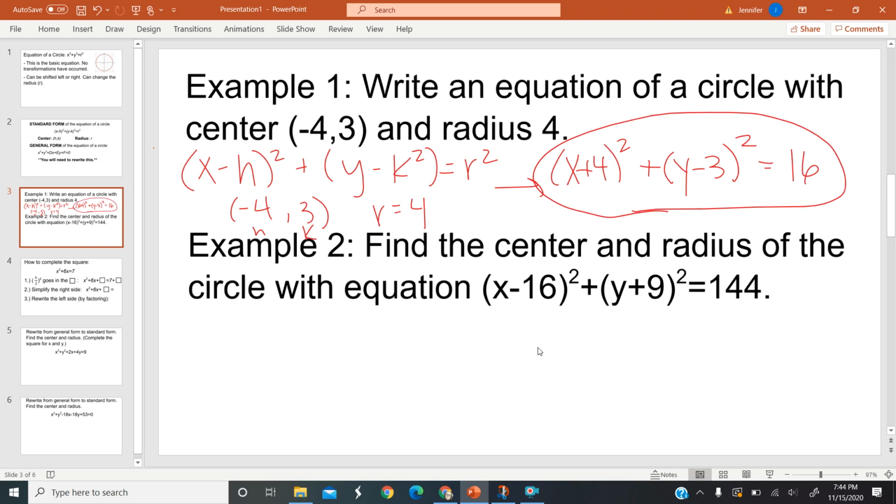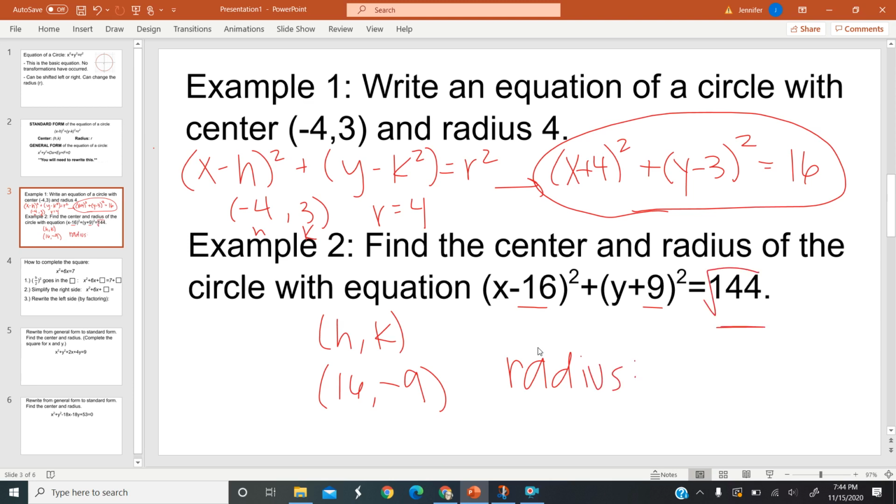And then in example 2, it tells you to find the center and radius of the circle. The center is just going to be at (h, k), and then we have our (h, k) in here. Our h is going to be a positive 16 because you have x minus h. And then our k is supposed to be y minus k, so since it's a positive 9, our k is actually going to be -9. And then the radius, remember, is going to be the square root of whatever this number is over here. So the square root of 144, which is 12. So that gives us our center and radius of that equation.